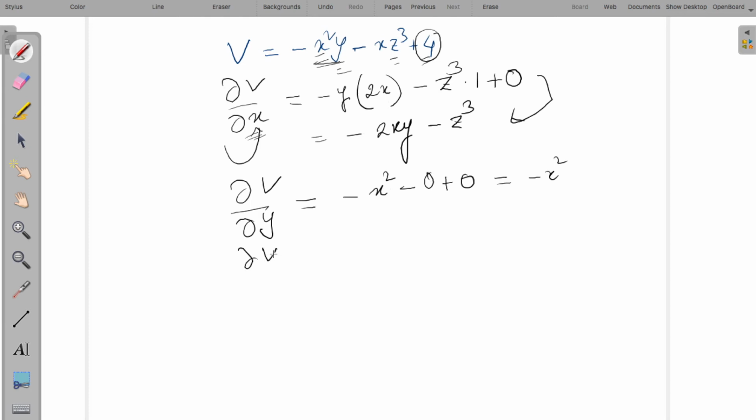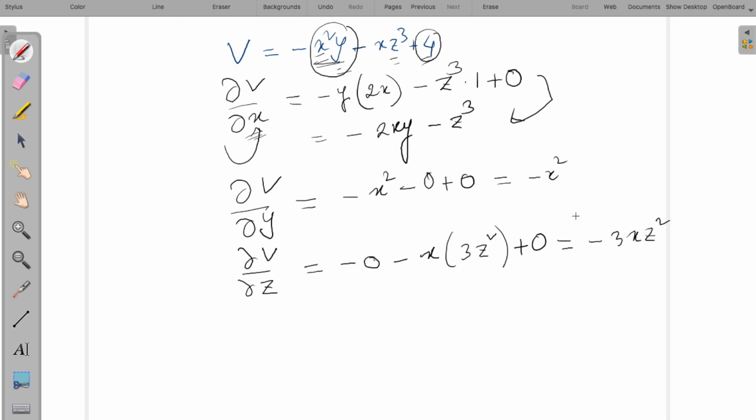And the last term that we are going to calculate is del V over del z. Here x and y will remain constant, so the first term will be constant, and if we differentiate it with respect to z, it simply becomes 0. The next term is xz cubed. So x is a constant, and if we differentiate z cubed with respect to z, it simply becomes 3z squared, right? The last term is also constant, so it becomes 0. So simply from this relation we get minus 3xz squared, right?